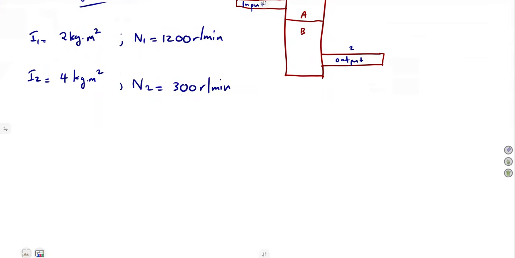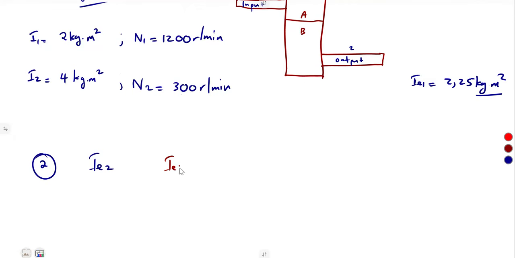Remember, we calculated the equivalent referred to the input, and that was 2.25. All right, let us move on. When referred to the output, that's IE2. So IE2 from our formula is going to be I2 plus I1, then the speed, so it's going to be N1 over N2 in the denominator. Again, this one is direct. We've got everything. Just substitute.